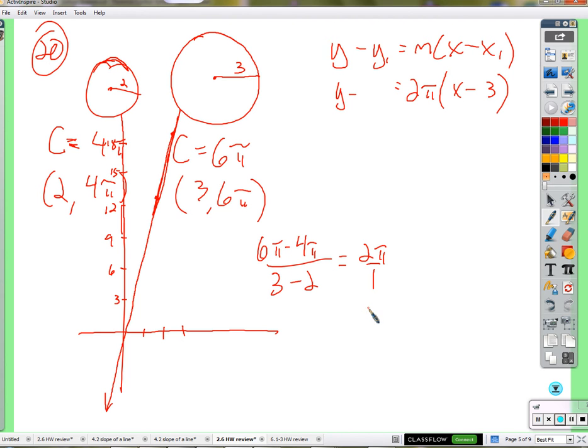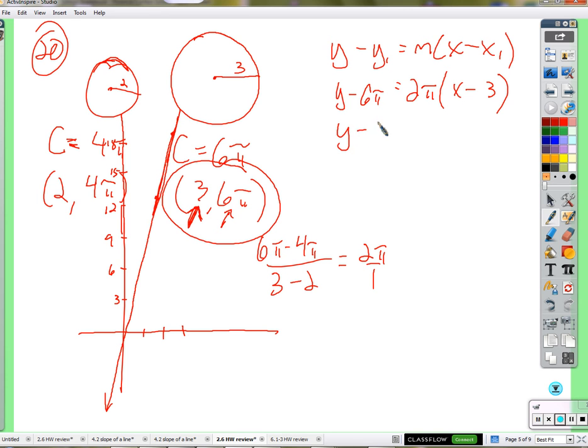We're not paying attention. How did you get three as the x? I'm so confused. It was two, three. Oh, the two, six, the other radius. Which means pay attention. Six pi. I said 2, 4 pi, 3, 6 pi.